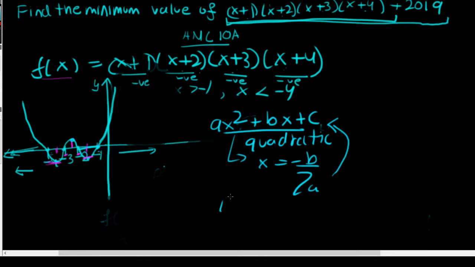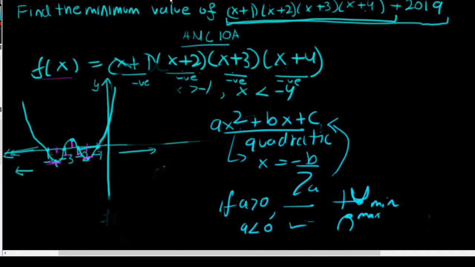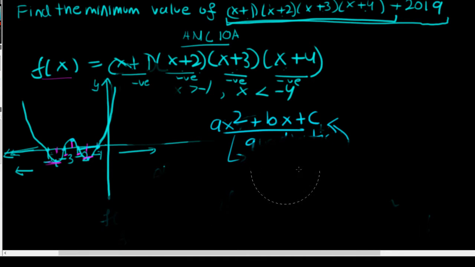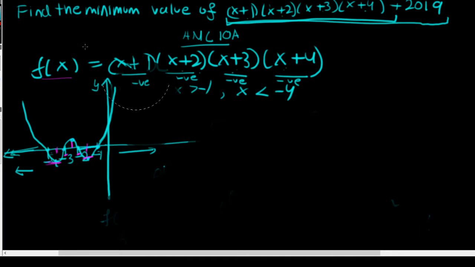And if a is positive, then the value will be a minimum. If a is negative, it will be a maximum, because in this case the shape of the function will be an upward parabola, and this will be a downward parabola. So the point will be a minimum, and the point will be a maximum. This is just a recap of quadratic equations, and finding the minimum of a quadratic equation is extremely easy. But the strategy we will use here is to convert this equation into a quadratic equation.